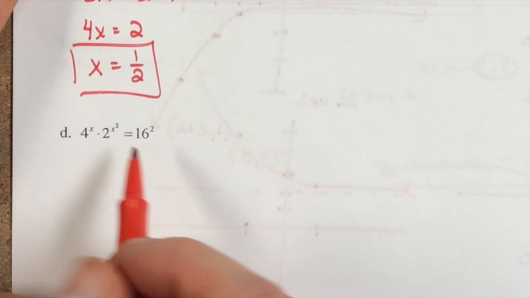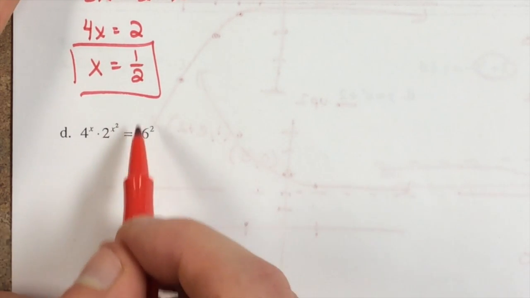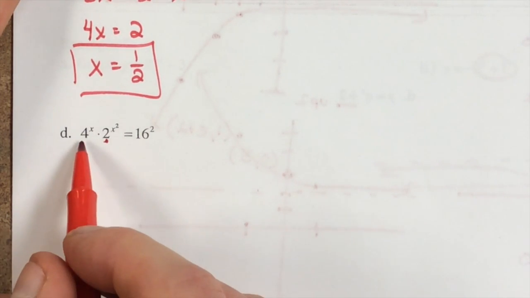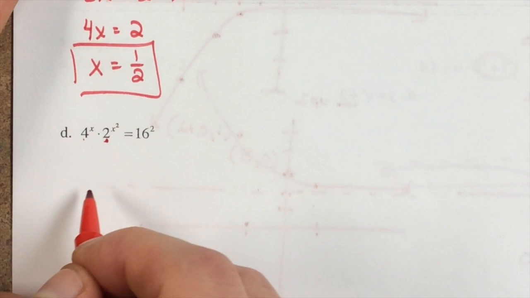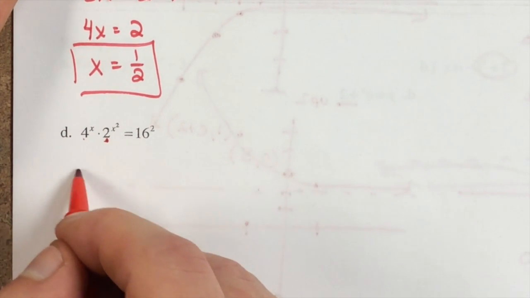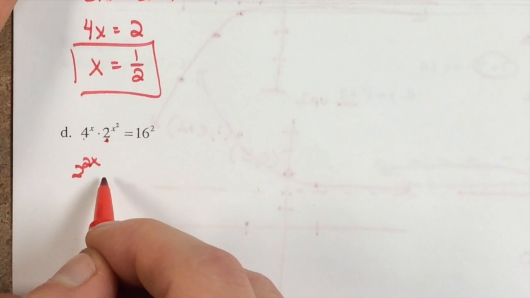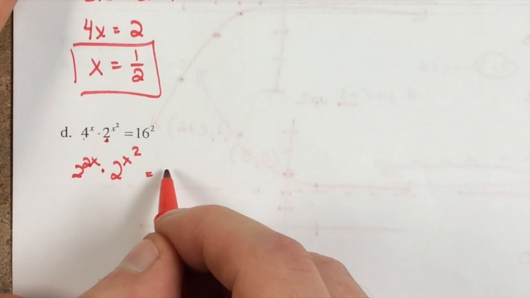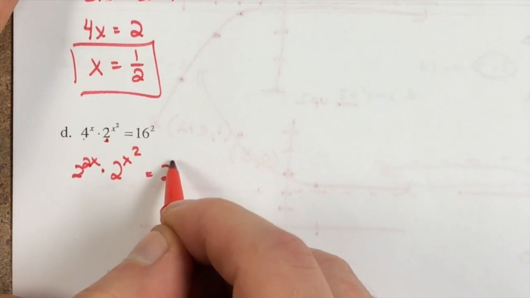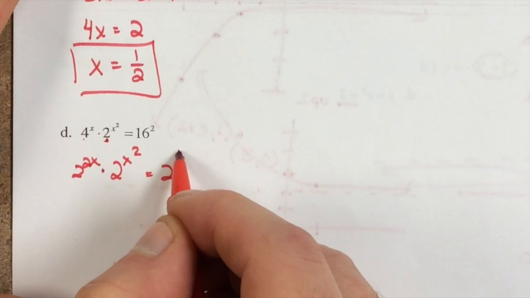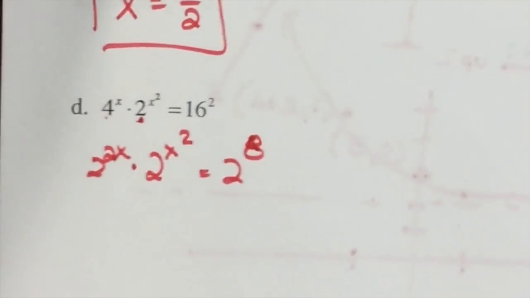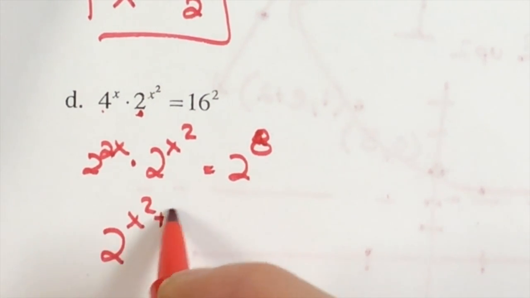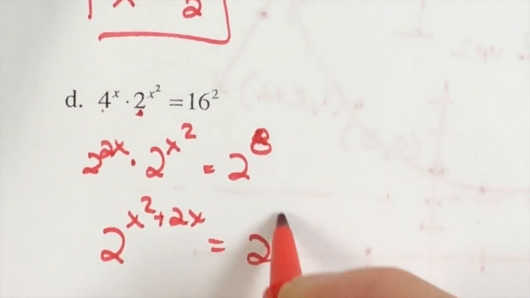Last up, 4 to the x times 2 to the x squared equals 16 squared. So it looks like the lowest base is 2, so I'm going to have to change 4 and 16 into powers of 2. 4 is 2 squared, so that's 2 to the 2x times 2 to the x squared equals 16 is 2 to the 4th, so that's 2 to the 4th squared, so that's 2 to the 8th power. So I want this to be 2 to the x squared plus 2x equals 2 to the 8th.